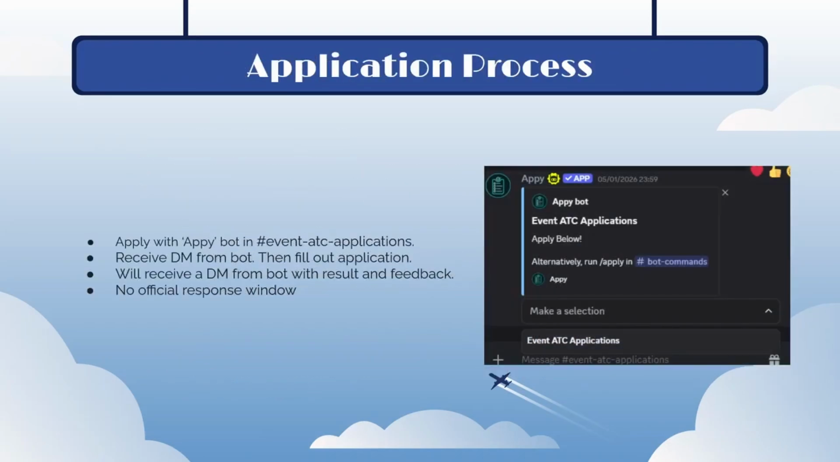So how to apply? If you go to the channel I've mentioned, at the very bottom you'll see an embed for the API bot. There's a drop down menu at the bottom, press that and then press Event ATC Applications. You will then receive a DM from the API bot where you can fill out the application. After you have filled it out, it will come to me for review. Once I have reviewed it, you will receive another DM from the bot with your result, whether you have passed or failed, and then I also try to add some feedback, whether it's what you've done well or something you can improve on for your next submission.